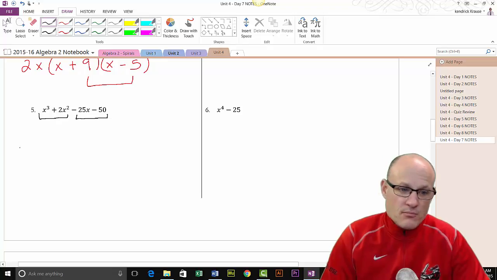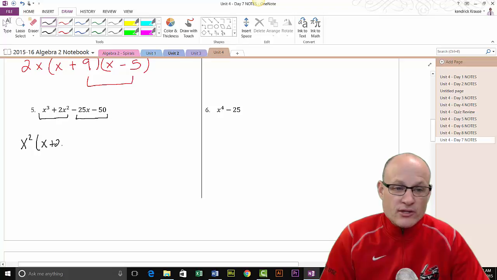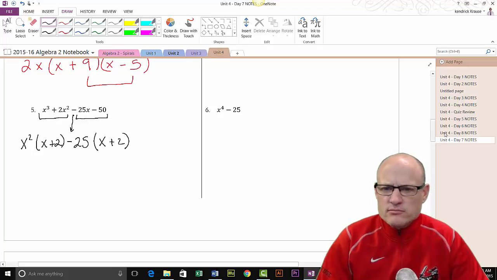Do them. In this beginning, I can take out an x squared. I'm left with x plus 2. Now you've got to be careful. This sign gets copied over, minus. Now I'm going to factor out a 25. And I've got x plus 2 here.